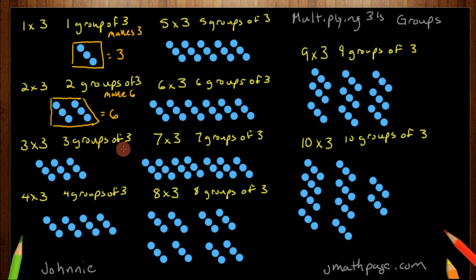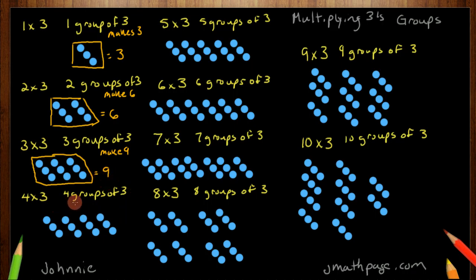What about three groups of 3? Well, let's see. In this grouping, put them all together. I can count 3, 6, 9. So I know three groups of 3 make 9. I can also say 3 times 3 equals 9.